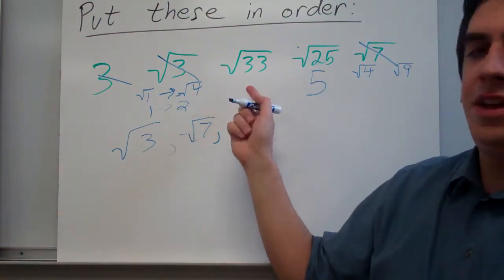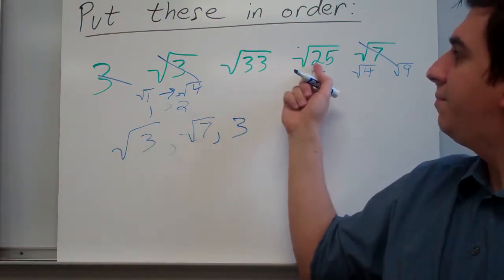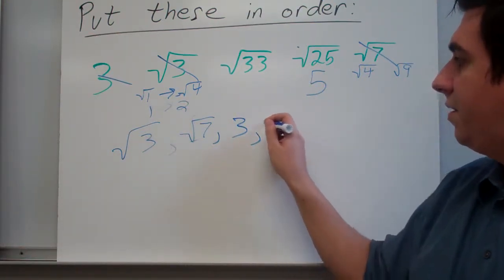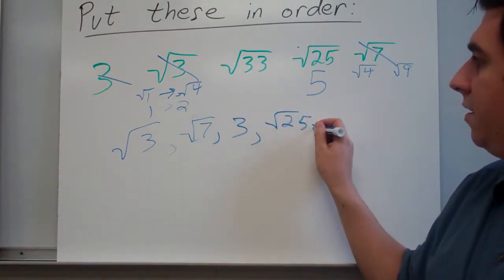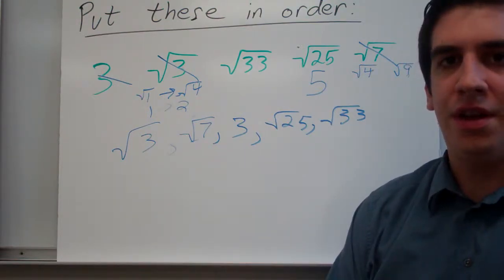And 5 and square root of 33, well, just look at this number in the square root. Square root of 33 is bigger than the square root of 25. So square root of 25, and then the square root of 33 to end that there.